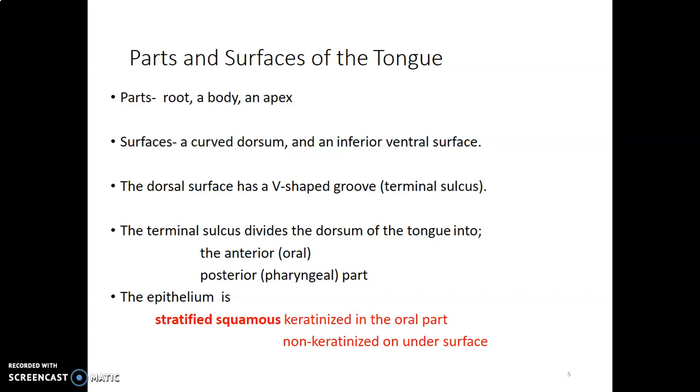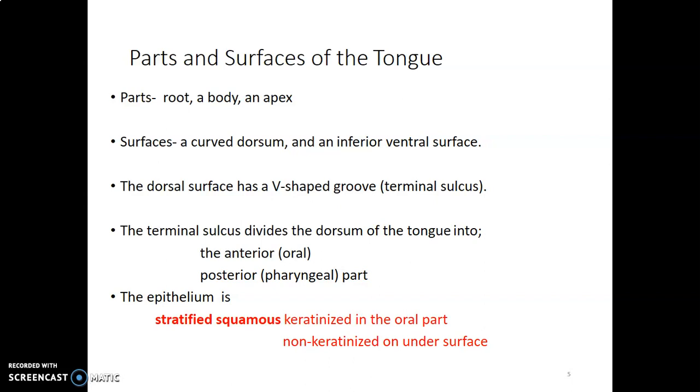So the tongue has a root, a body, and an apex or the tip. The surface on top is the dorsum, and the smooth one at the bottom is the ventral surface. The dorsal surface has a V-shaped groove, which is the terminal sulcus. This terminal sulcus divides the dorsum of the tongue into the anterior 2/3, which is oral, and the posterior third, which is the pharyngeal part.